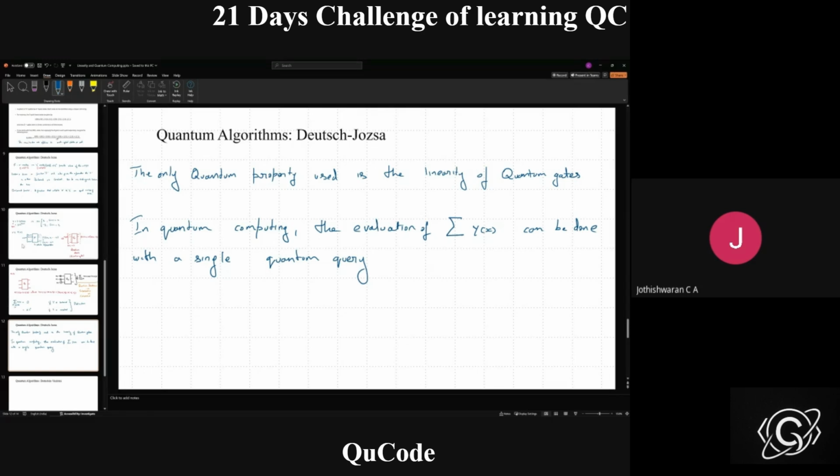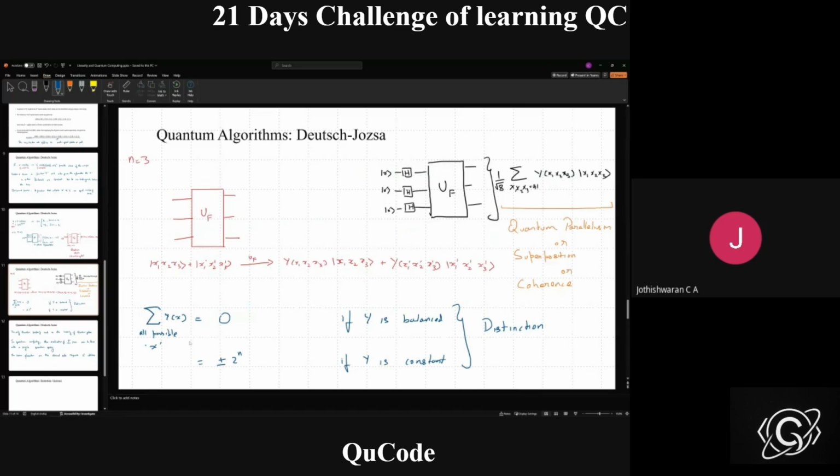Similarly, the same operation on the classical side requires 2 to the power n additions. Why 2 to the power n additions? Because there are 2 to the power n values of y. I cannot find the sum of some numbers without adding all the numbers.